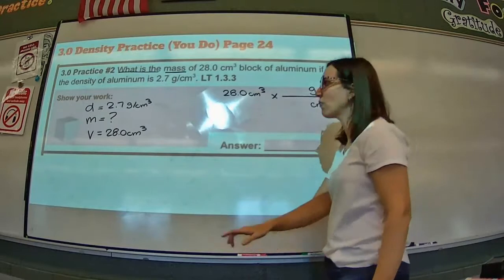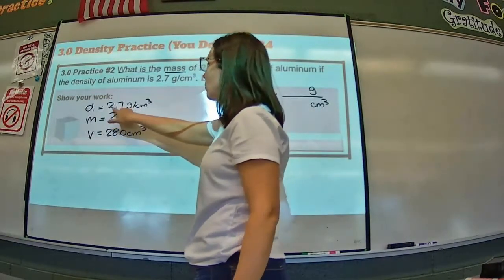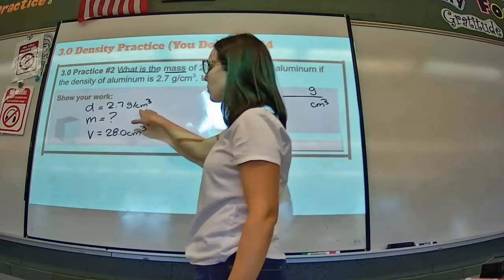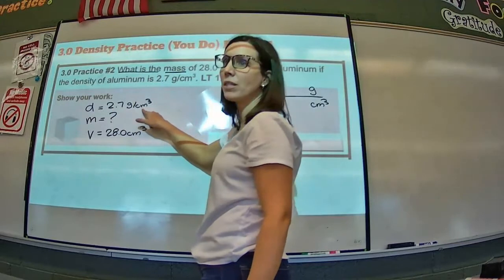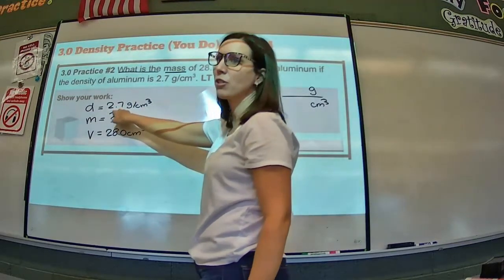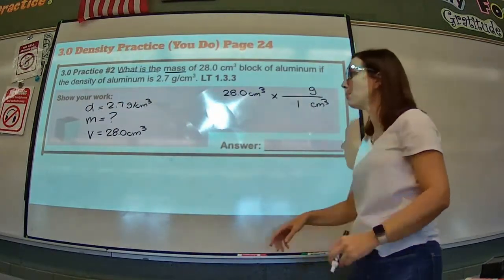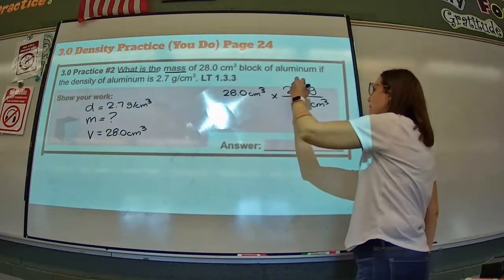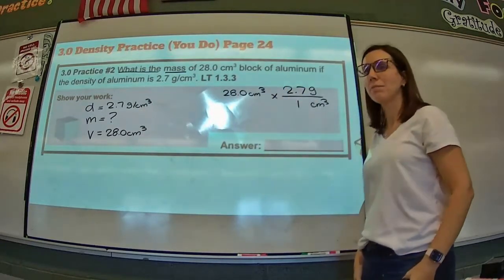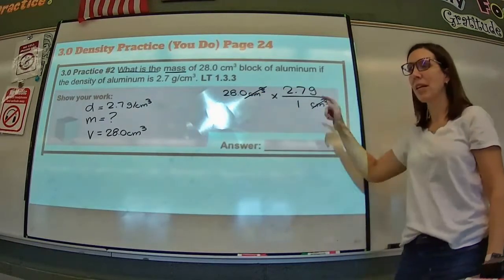So now I'm going to come over to my density and use that as my unit conversion. Okay, so 2.7 grams is equal to 1 centimeter cubed. That's what density really means. So 1 centimeter cubed has a mass of 2.7 grams. So I'm going to put a 1 next to my centimeters cubed, right? 1 centimeter cubed. And then it equals 2.7 grams. So I'm going to put that on top. So now my centimeters are going to go away, and I'm going to be left with grams.